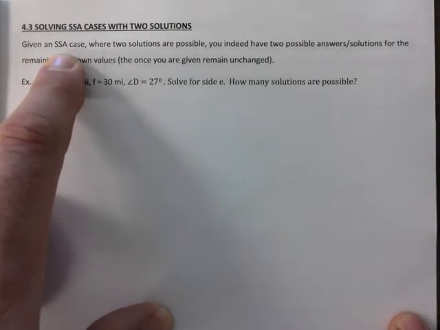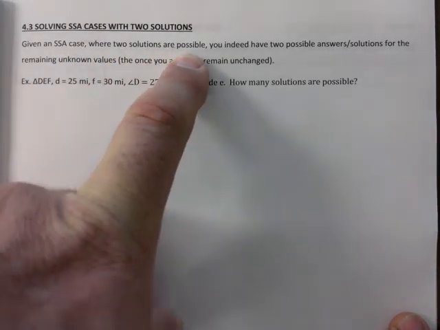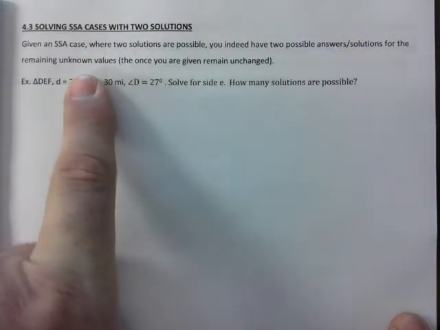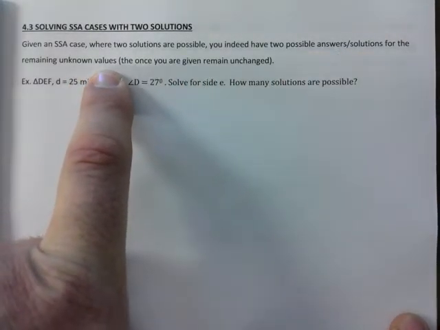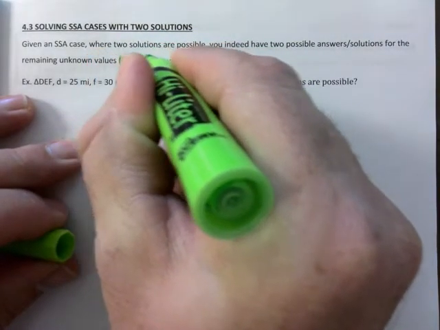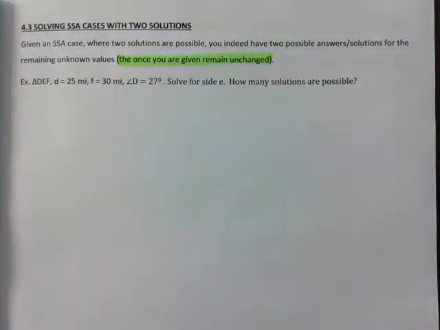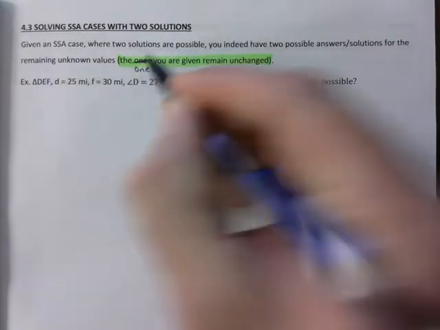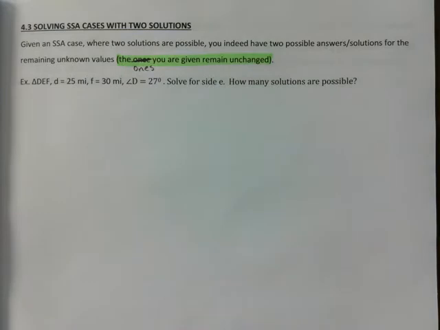So given an SSA case where two solutions are possible, you indeed have two possible answers or solutions for the remaining unknown values. The ones you're given remain unchanged. Can you highlight that? The sides that you're given remain unchanged.